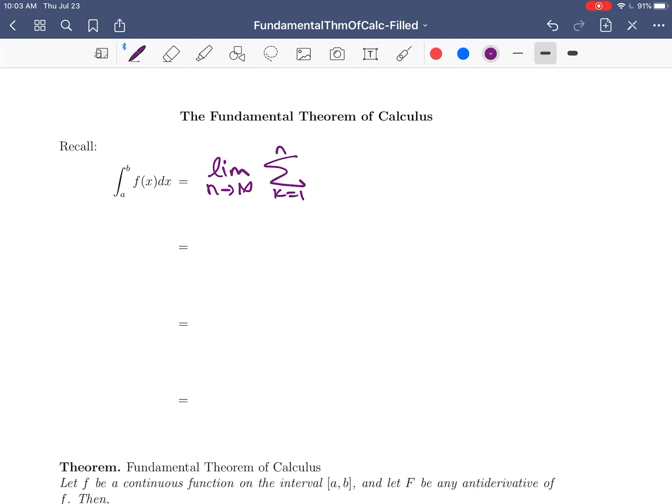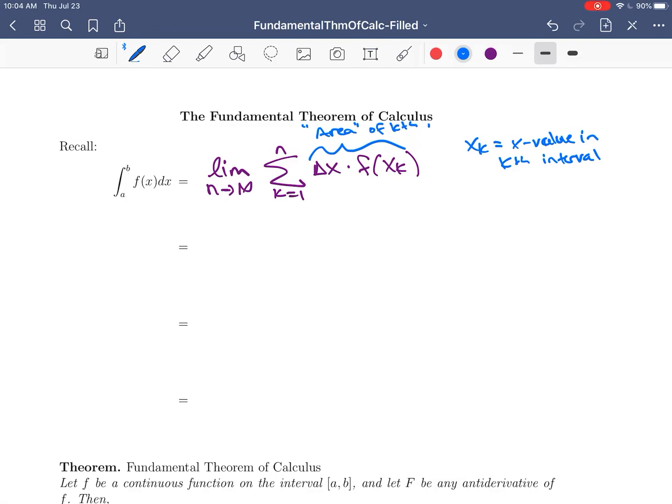So the sum from k equals 1 of delta x times f of xk, where xk is any x value within the kth interval. Maybe I should write that. So it's an x value in the kth interval. Okay, so this is the area. Maybe I'll put it in quotations because it could be negative. So the area of the kth rectangle.